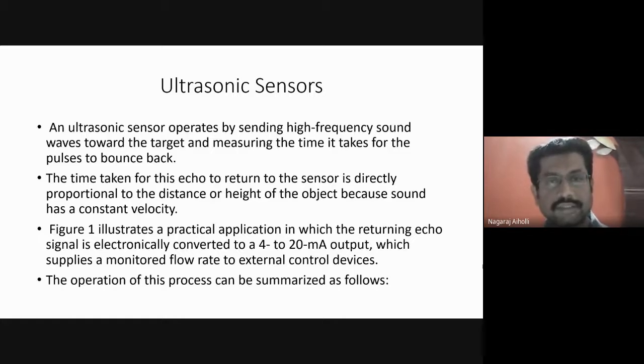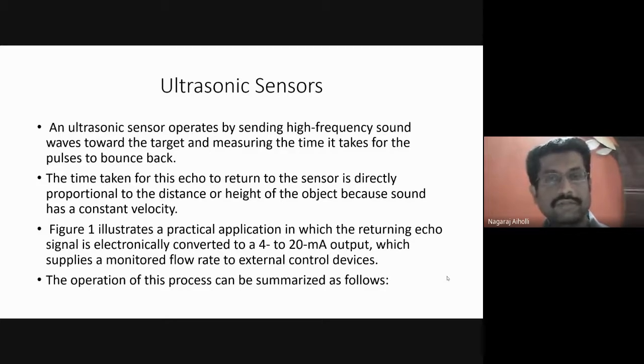This ultrasonic sensor sends the sound signal. I'll explain the operating mechanism by considering the diagram here. It sends the ultrasonic signal, or the sound signal. The sound signal strikes the object and returns back, and the returned sound signal is measured. Parameters such as the velocity of the received signal and the time taken to receive the signal back are measured.